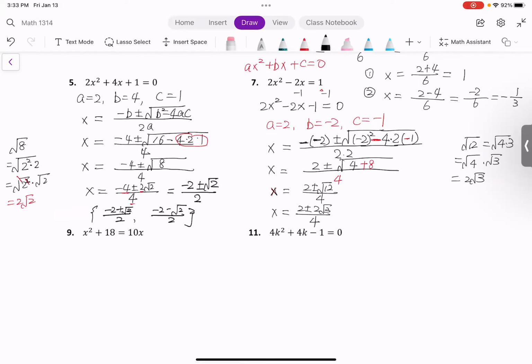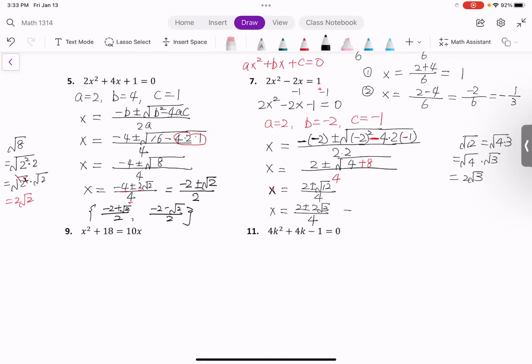We can divide by 2, top and bottom. So x equals 1 plus or minus the square root of 3 over 2. We have 2 solutions. The first one is 1 plus square root of 3 over 2. Another one is 1 minus square root of 3 over 2.